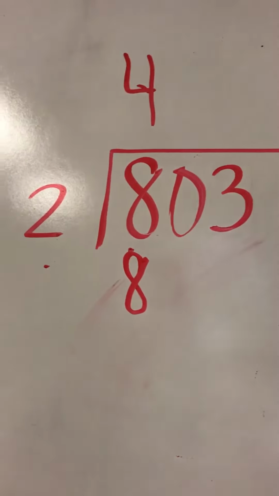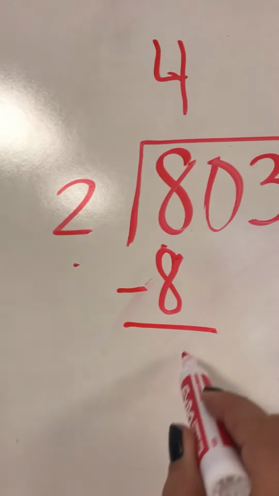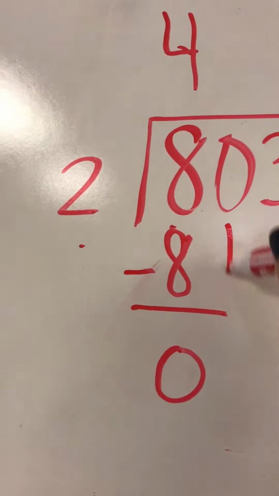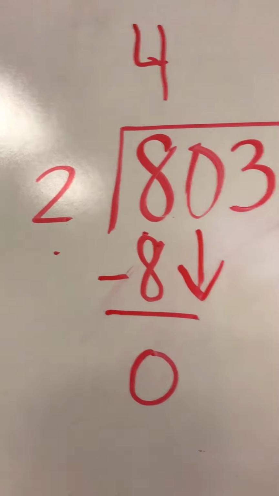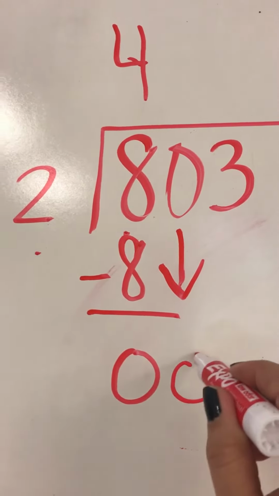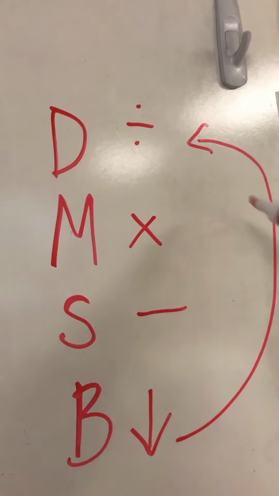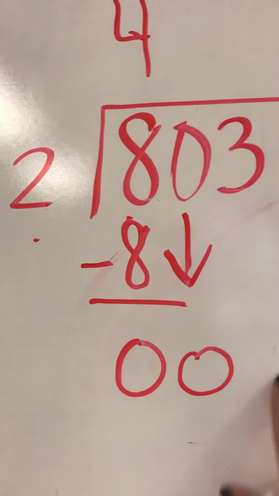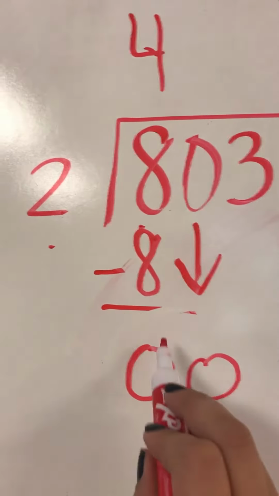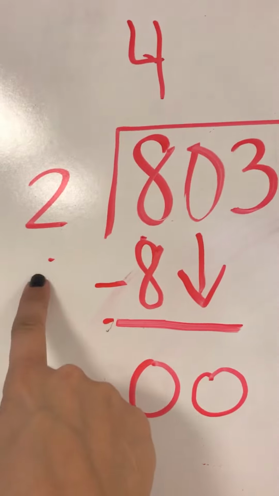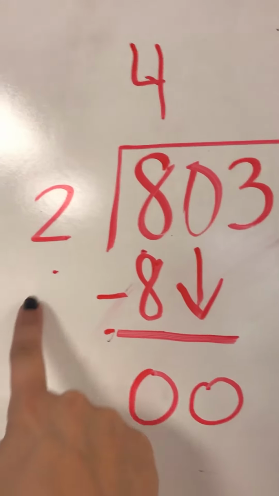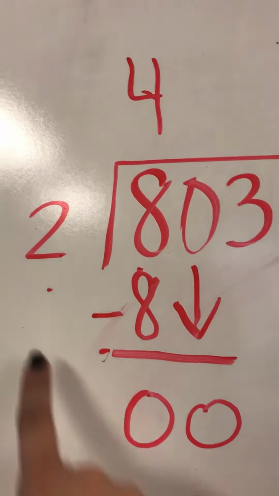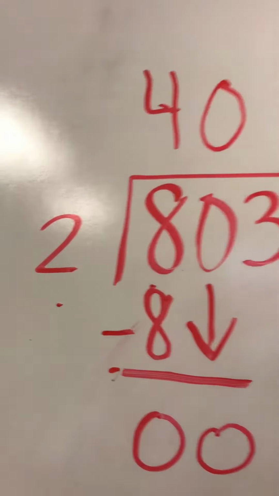The third step would be to subtract. 8 minus 8 equals 0. Then the fourth step would be to bring down. So we're going to bring down that next digit to 0. Then the process starts all the way at the top again with divide. This time we made a new number of 0, and we are going to take this number and divide it by the divisor of 2. So if we take 0 and we divide it by 2, well, 2 cannot go into 0 at all. So 0 divided by 2 would be 0.